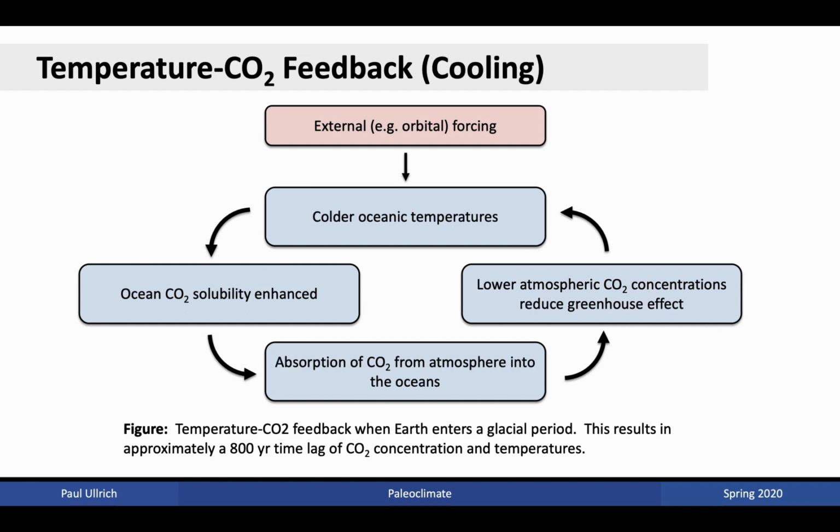In the cooling phase, a change in orbital forcing can drive us back into a glacial state by cooling oceanic temperatures, leading to an increase in carbon dioxide solubility within the oceans, which leads to an increase in absorption of carbon dioxide from the atmosphere into the oceans, thus driving down atmospheric carbon dioxide concentrations, reducing greenhouse effect, and thus leading to cooling of the surface. Again, this is basically just running the positive feedback loop in reverse.